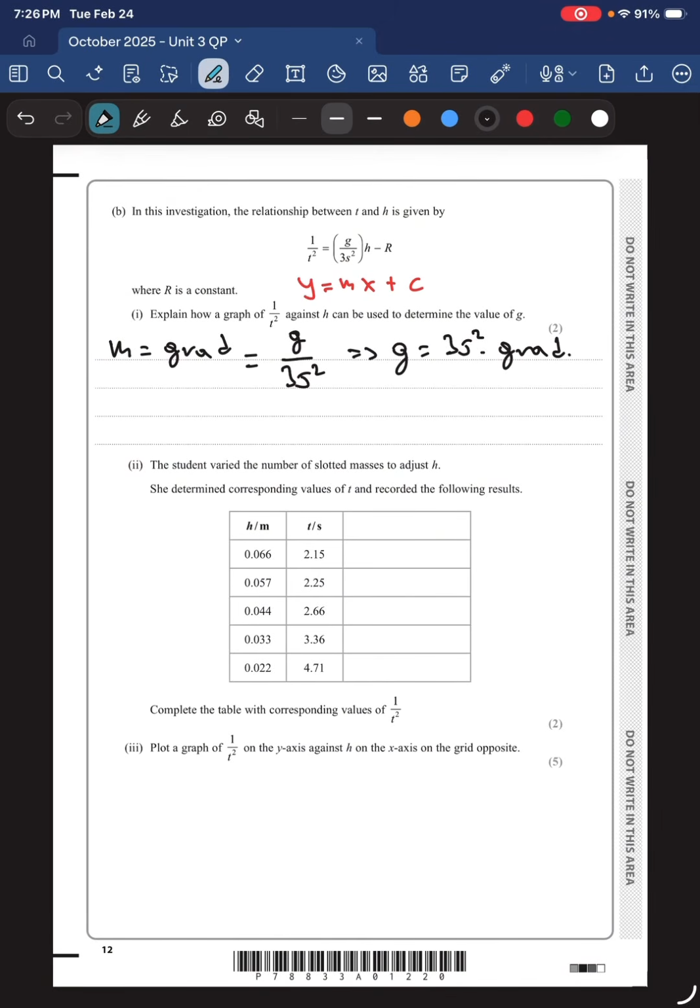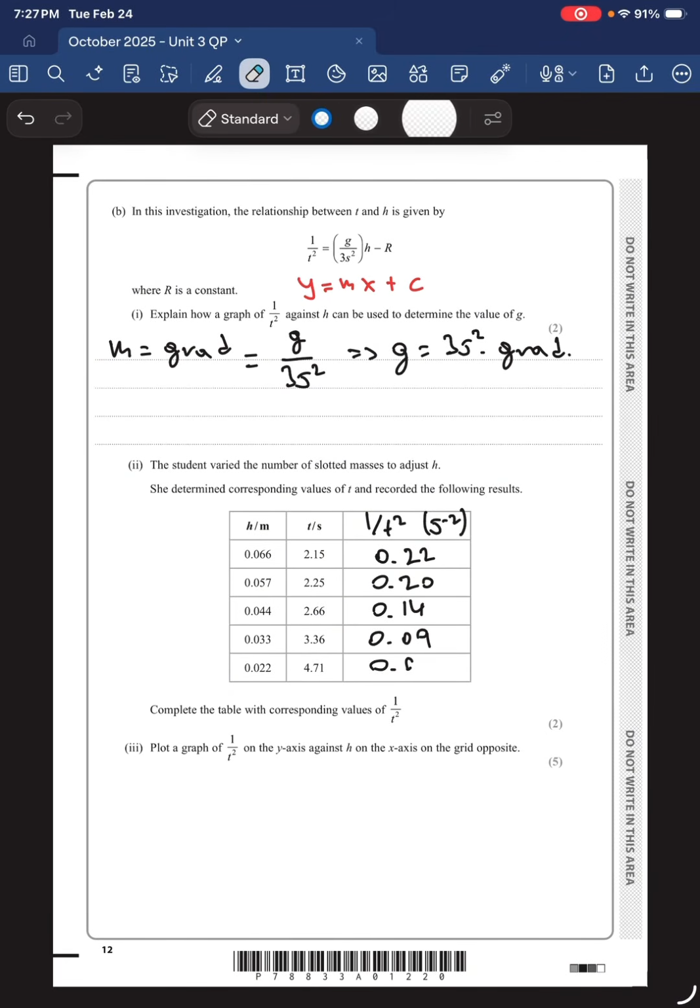And now we have to do a calculation, I guess. So the student varied the number of slotted masses to adjust H. She determined corresponding values of T and recorded the following results. Complete the table with corresponding values of 1 over T squared. So 1 over T squared is in seconds to the minus 2. The first value is 0.22, and then 0.20, 0.14, 0.09, and 0.05. Okay.